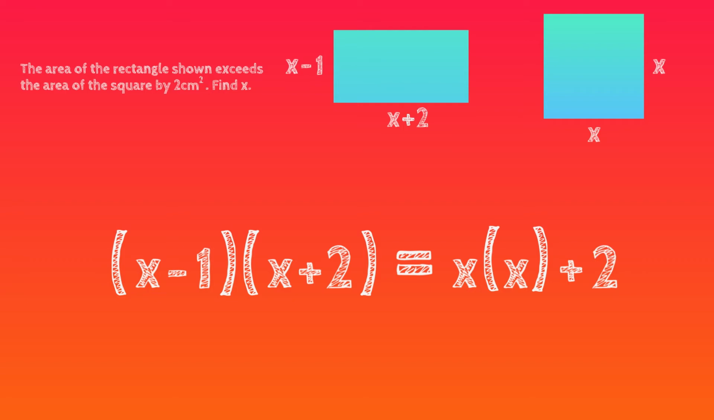So our equation now, after forming the equation, it becomes open bracket x minus 1 close bracket, open bracket x plus 2 close bracket is equal to x open bracket x close bracket plus 2. So that is our equation. So we have the area of the rectangle on the left, and after the equal sign we have the area of the square plus 2, which shows how it exceeds the area of the rectangle.